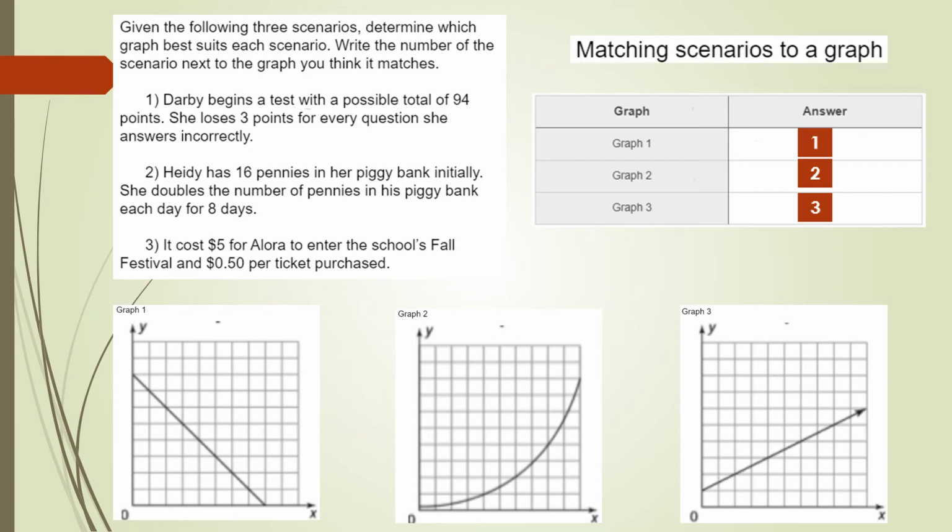Graph number 3 goes with scenario number 3. You start with $5 in your account and you are going to purchase tickets for 50 cents each time. So it is a steady increase and it is linear, and you're increasing from left to right on the graph.